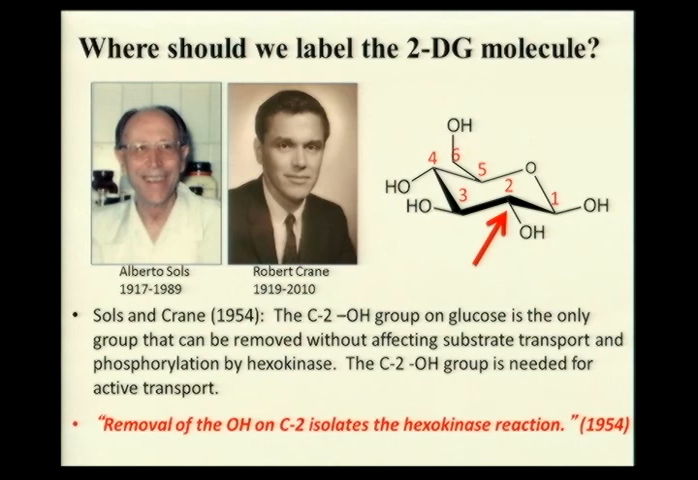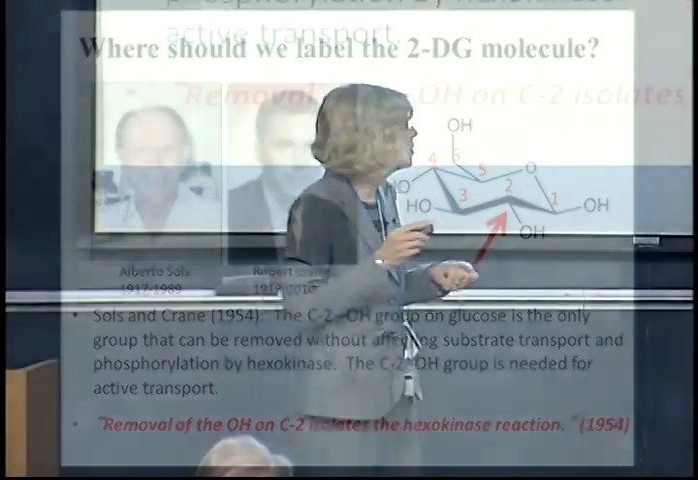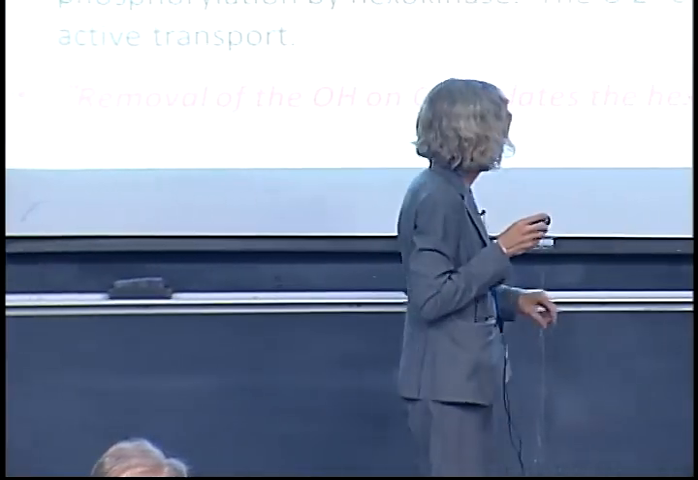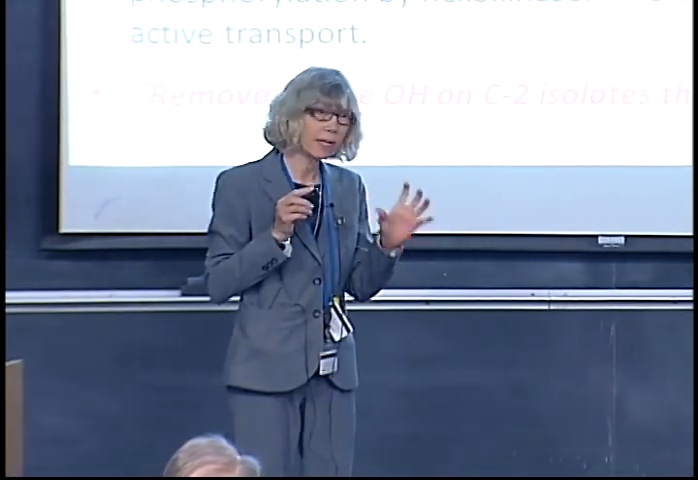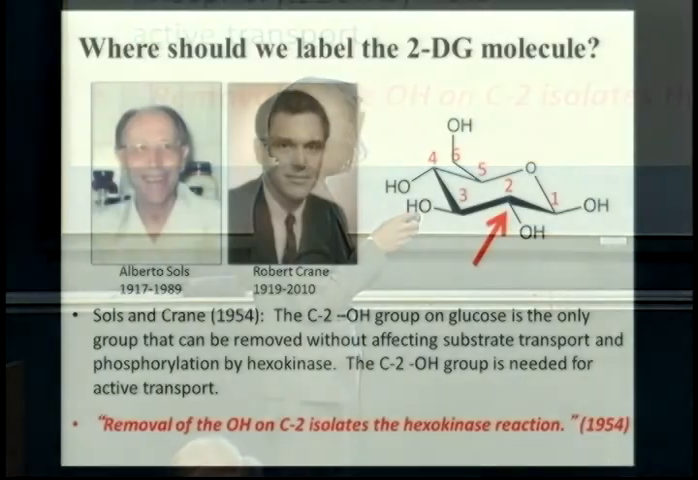And so the first thing that we did when we started to go through this and figure out where to put the fluorine is we started looking at the literature, and there these two biochemists, Salz and Crane at Washington University, had taken the glucose molecule. This was like 20 years before 1974. And they had gone around the molecule, successfully removed different hydroxyl groups to see what was really important for the molecule to be a substrate for hexokinase. And they found that the only one that you could remove and still have the hexokinase activity was at C2.